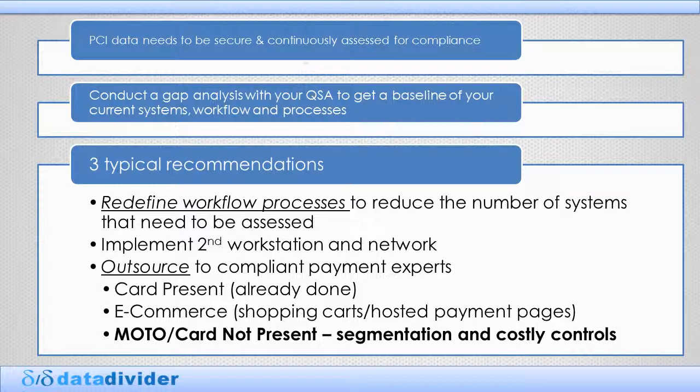Recommendations typically fall into 2 buckets. 1. Redefine workflow processes to take systems or people out of scope so they do not need to be assessed. Or 2. Outsource to a trusted and compliant payment expert. This could be a card-present or e-commerce environment. However, the mail-order telephone order, or MOTO environment, is the use case we want to focus on today.